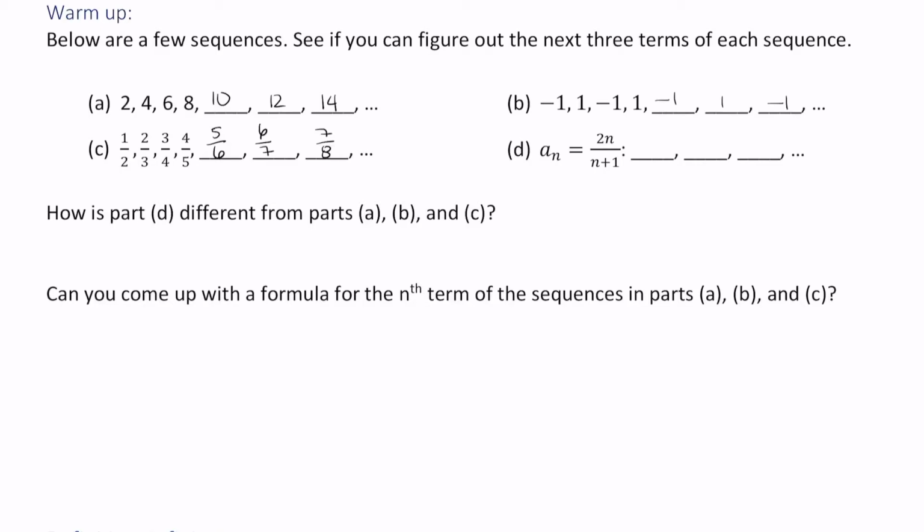So part D looks a little bit different. So I think we can actually even answer this part here. How is part D different from parts A, B, and C while we're still working on the next three terms of this sequence? If you notice, for parts A, B, and C, we're given an explicit pattern of numbers, and we just have to find that pattern and then continue the pattern. Here we're given a formula, and we're given 3 blanks. So we have to use this formula to determine what comes first, second, and third.